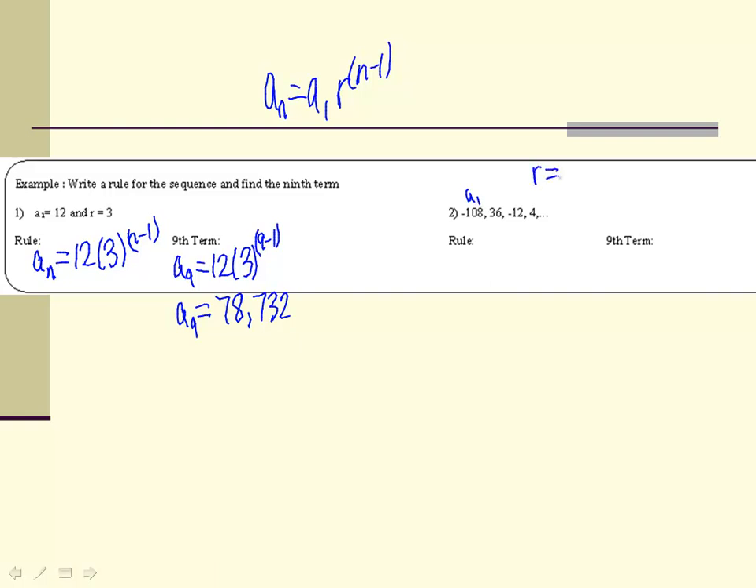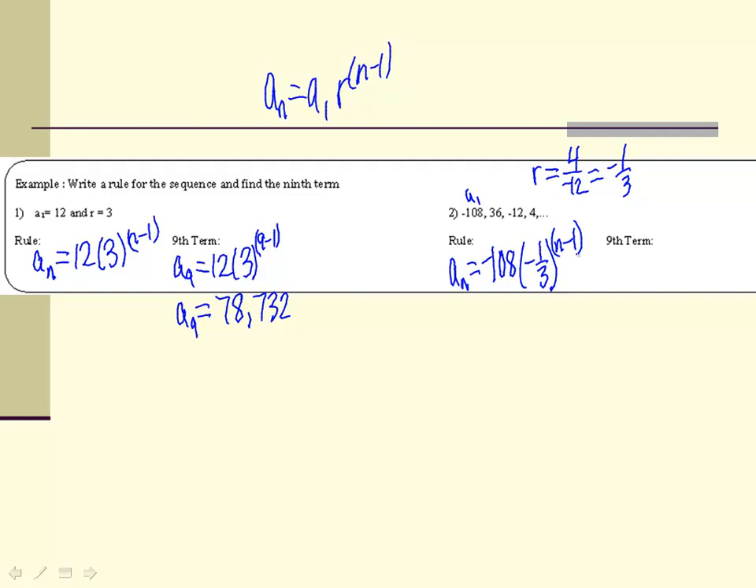On this problem over here, they give us our a sub 1, that's negative 108, but we have to find our common ratio. So we do a term divided by the previous term, and I'm going to pick the smallest one, so 4 divided by negative 12. If you simplify that, you get negative 1/3. So our rule, a sub n equals a sub 1, which is negative 108, times our ratio, which is negative 1/3, to the n minus 1 power.